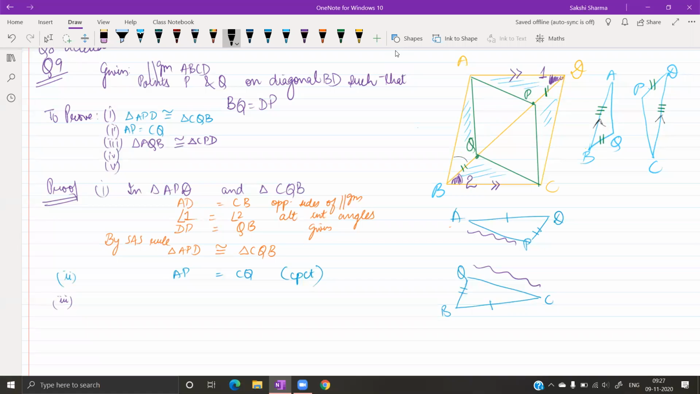So the pair of alternate interior angles formed is this one and this one. So I'm right now numbering these as 3 and 4. So angle 3 will be equal to angle 4. Again, pair of alternate interior angles, and hence your triangles will be congruent. I would like you to write down the proof for this.